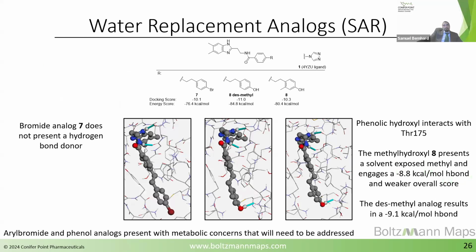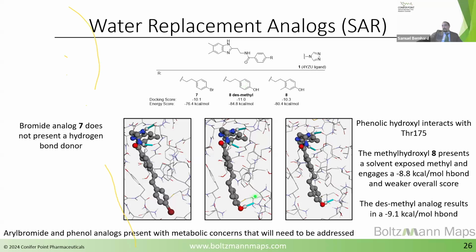All right, so including the high scoring analog 8 that we developed, I've also chosen to review the phenylbromide 7 and a comparable phenol that kind of bridges these two structures. So bromide analog 7 does not present with a hydrogen bond donor. Therefore, it doesn't benefit from the hydrogen bond that we observed with 8, as well as this desmethyl N. Comparatively, the phenyl hydroxyls do interact with threonine 75.